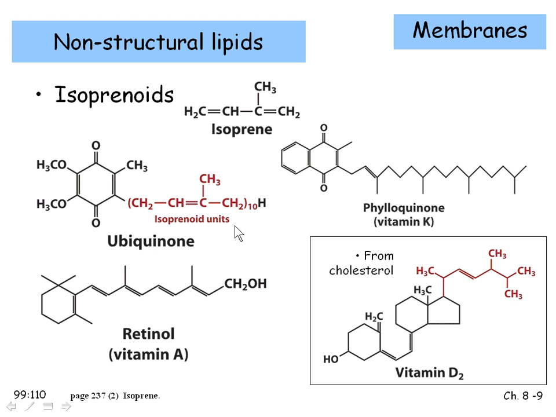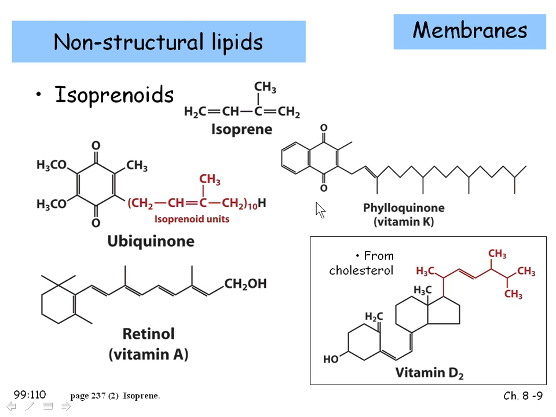Here we have ubiquinone, and we're going to see ubiquinone again. It's a very important electron carrier. And its tail here is a string of 10 of these isoprenoid units. If you imagine what that probably looks like, with its double bond being semi-rigid and its methyl group sticking off, it's definitely a little more kinky than a typical fatty acid would be.